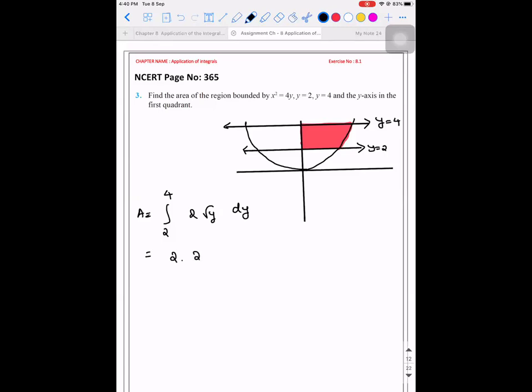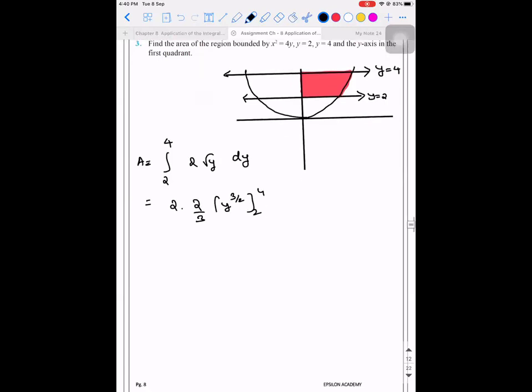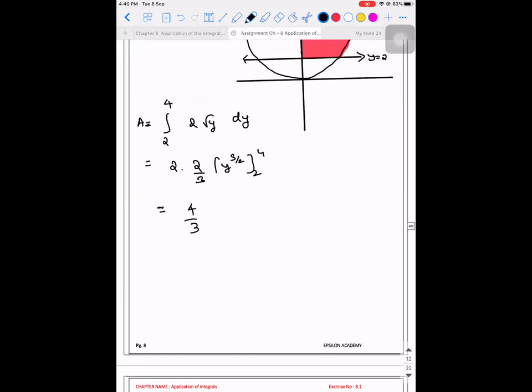So it will be 2 into 2 by 3 into y power 3 by 2 between 2 to 4. Correct? It will be 4 by 3 into 8 minus 2 root 2. So 32 by 3 minus 8 root 2 by 3 square units.